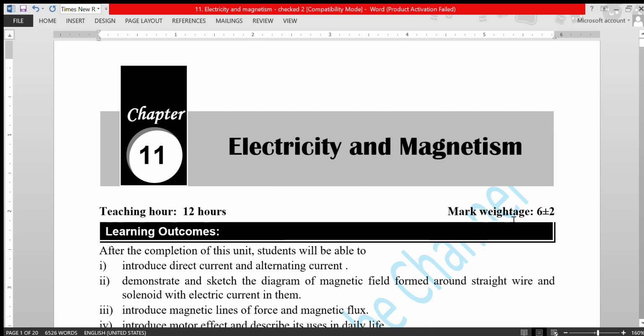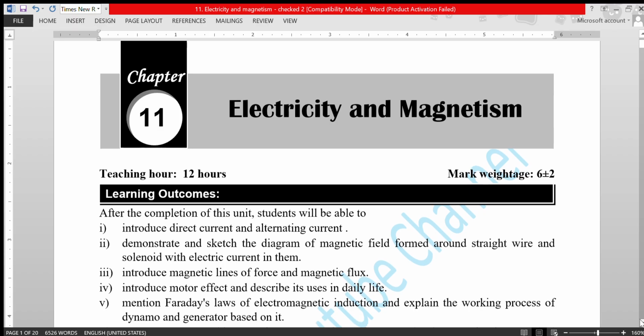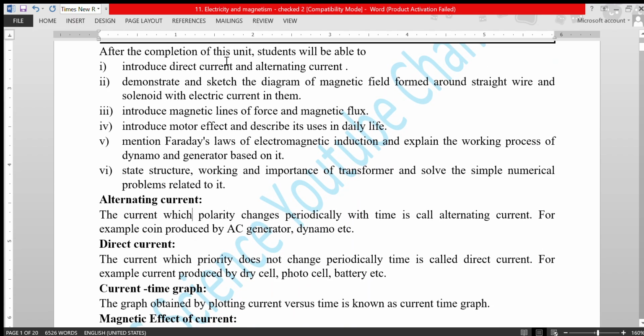It carries the marks 6 plus minus 2. Learning outcomes of this chapter are: after the completion of this unit, students will be able to introduce direct current and alternating current, demonstrate and sketch the diagram of magnetic field formed around a straight conductor and solenoid with electric current in them, introduce magnetic lines of force and magnetic flux, introduce motor effect and describe its uses in daily life, mention Faraday's laws of electromagnetic induction and explain the working process of dynamo and generator based on it, study structure, working and importance of transformer, and solve the simple numerical problem related to it.